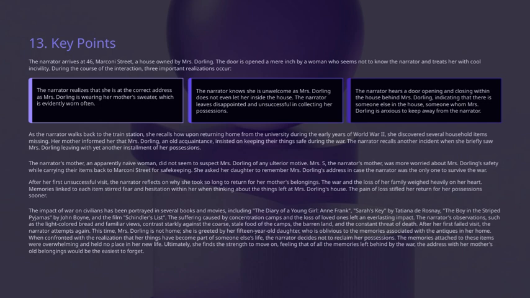My mother, who seemed naive, didn't suspect Mrs. Dorling of any hidden motives. She was more worried about Mrs. Dorling's safety while transporting our belongings back to Marconi Street. She asked me to remember Mrs. Dorling's address, just in case I was the only survivor of the war.